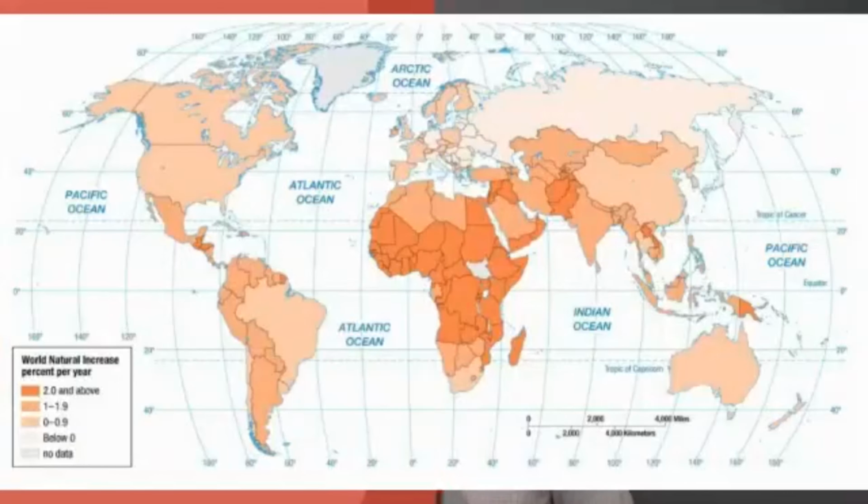So write down 3 observations comparing the crude birth rate and crude death rate maps that we looked at to this map of natural increase. Remember that we get the rate of natural increase by subtracting the crude death rate from the crude birth rate.